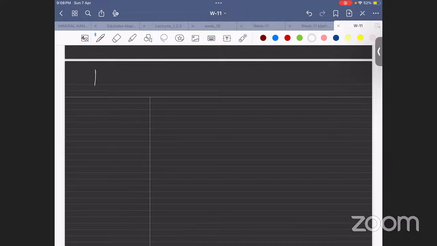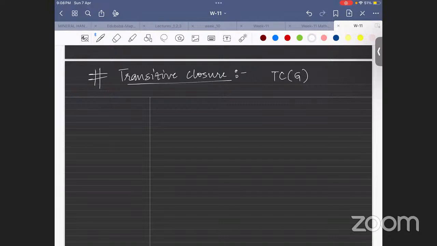Transitive closure. What do you mean by this transitive closure? See, whenever you make a transitive closure graph, right? That means for any graph that has been given to you, if you are able to plot this transitive closure graph, it will directly tell you how you can reach from one point to another. That directly it will be showing you.